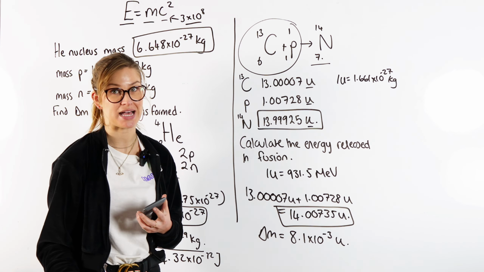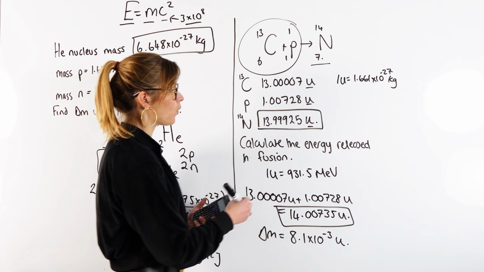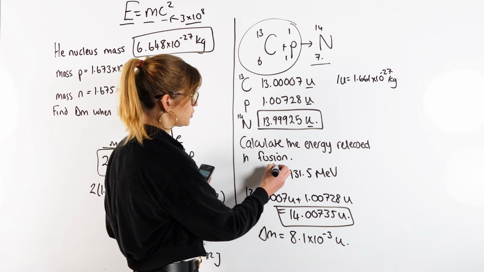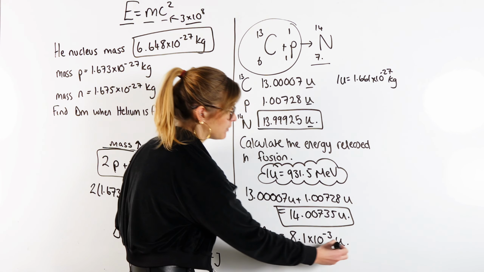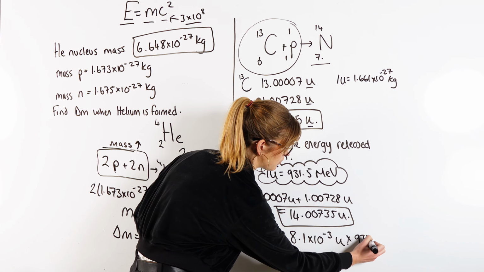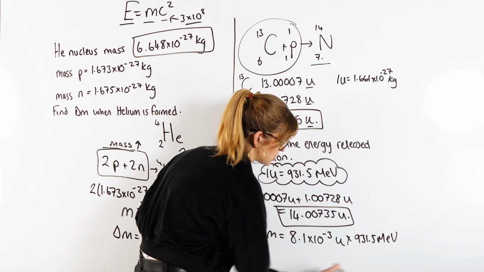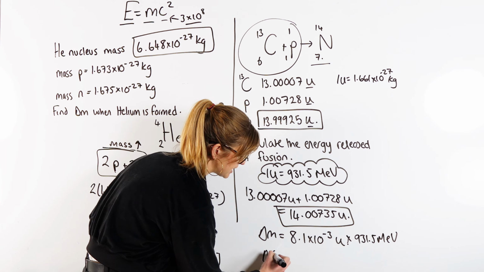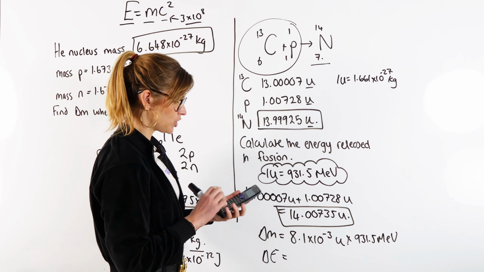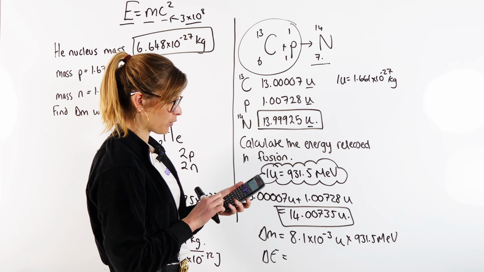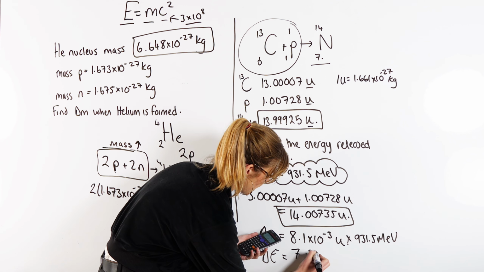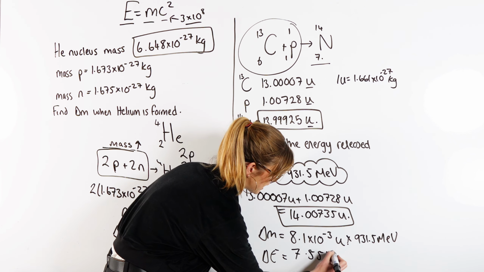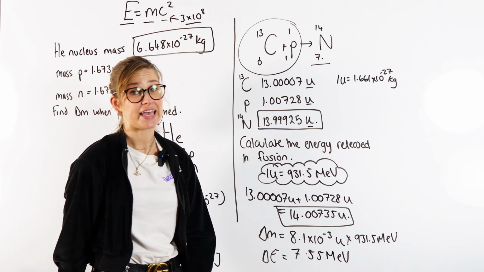So again, what I can do is put that into kilograms by multiplying by this number and do E equals mc squared. Or because I know that 1U is equal to 931.5 mega electron volts, I can multiply this number by 931.5 mega electron volts to get what that change in energy is, now in mega electron volts. So if I multiply by 931.5, I'm going to get a number there of 7.55 mega electron volts. And that is a fine unit for energy.